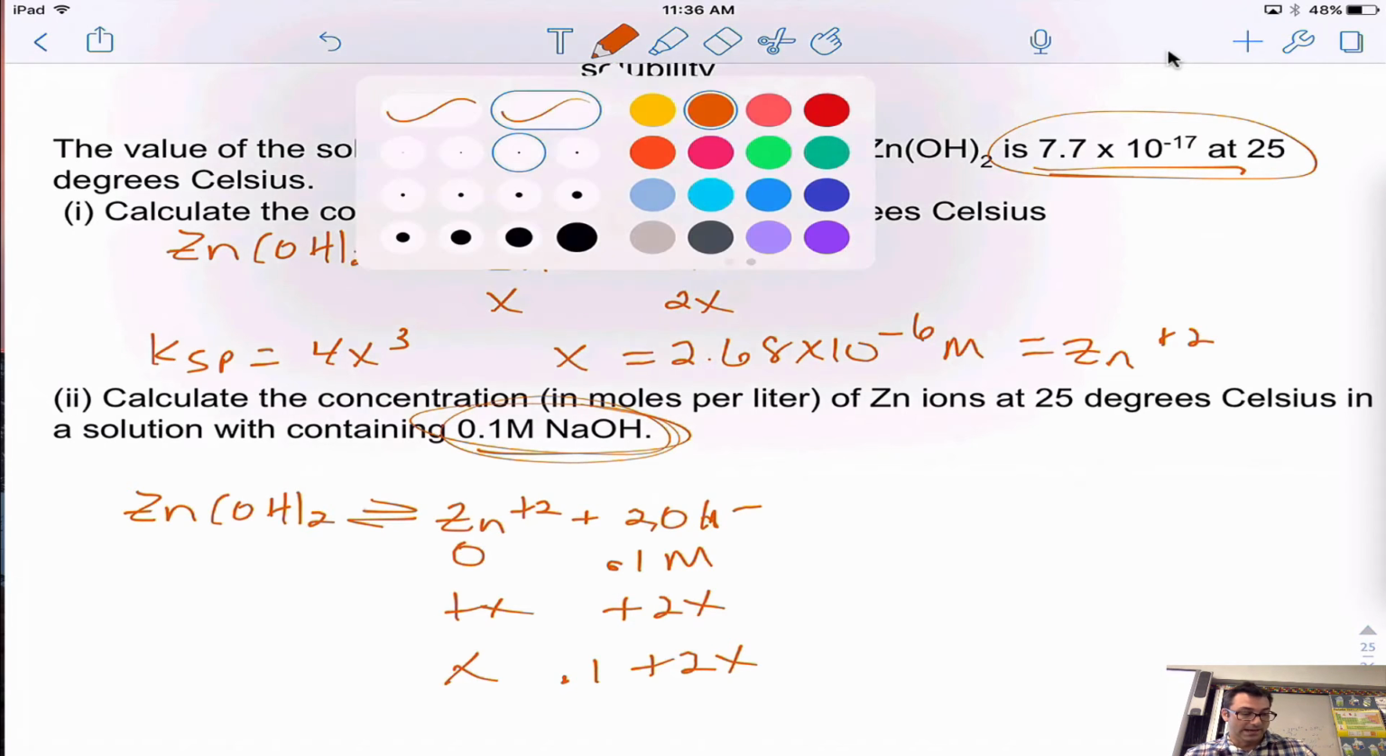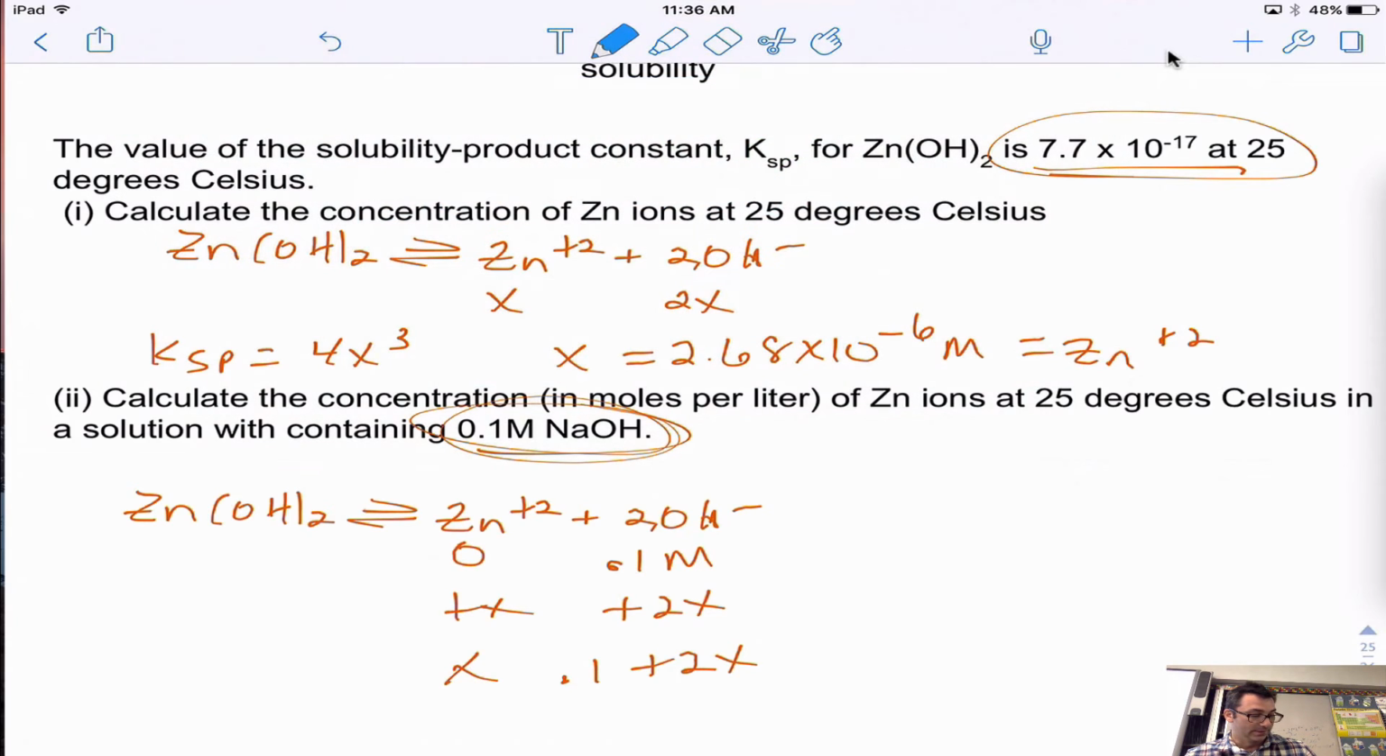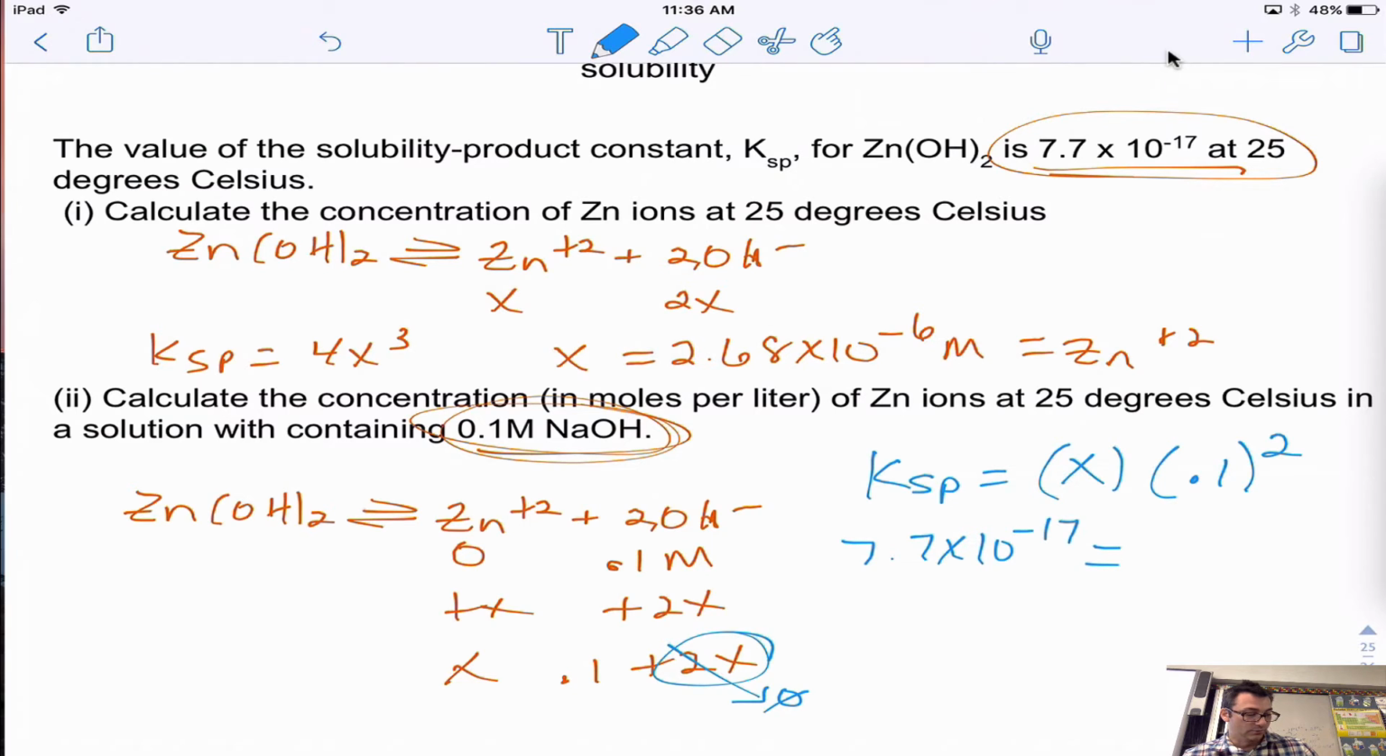But what I can do now is I can eliminate this 2x. I can neglect it. So now when I look at this in my Ksp, I'm going to have my Ksp equals x for the zinc times 0.1 squared equals the Ksp. So 7.7 times 10 to the -17 equals 0.01x. If I divide both sides by 0.01, then I will get 7.7 times 10 to the -15th molar.